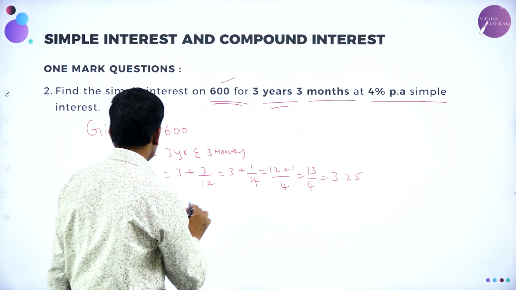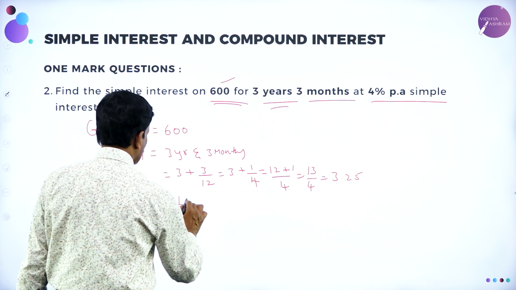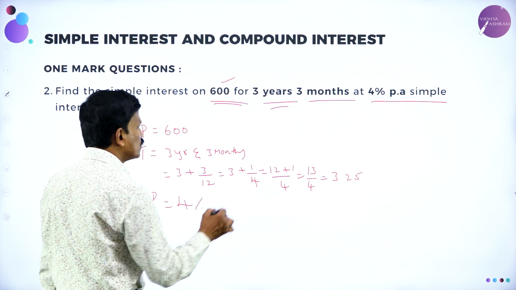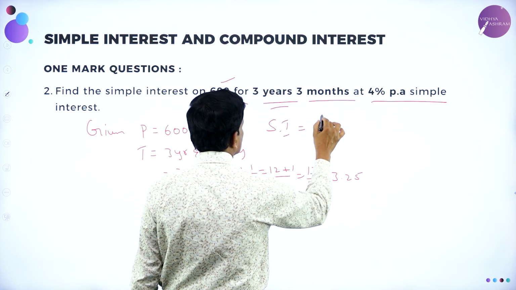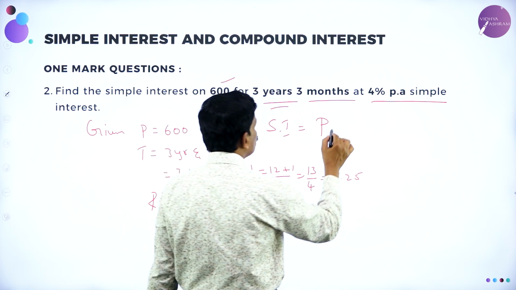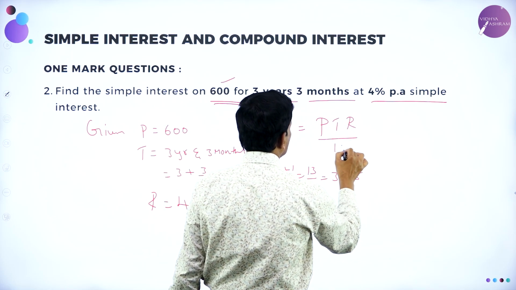Right. And what is the rate of interest given? R is equal to 4%. Now, just write down the formula. What is the formula for simple interest? Simple interest SI is equal to PTR over 100.